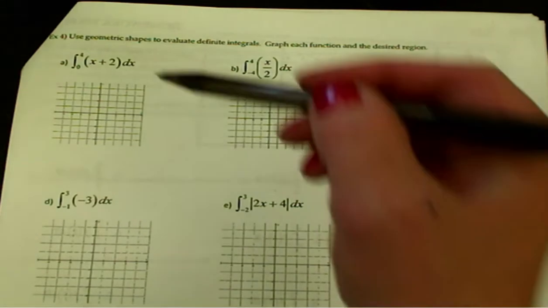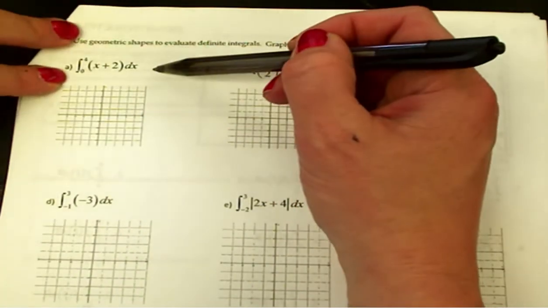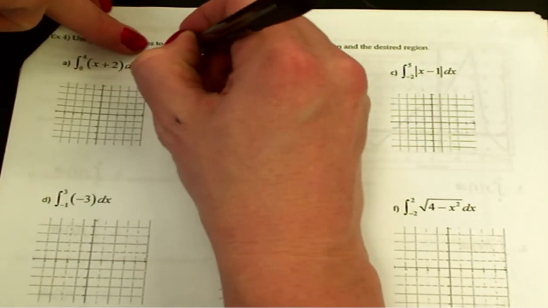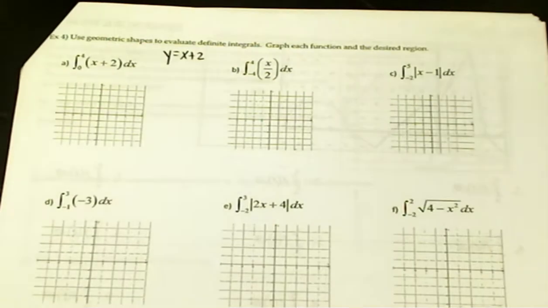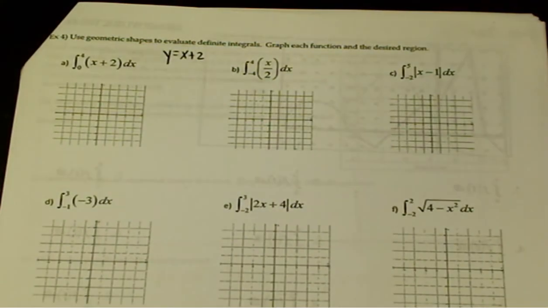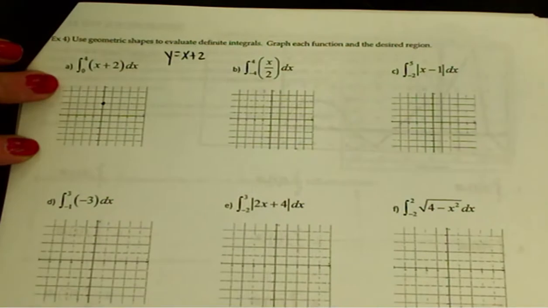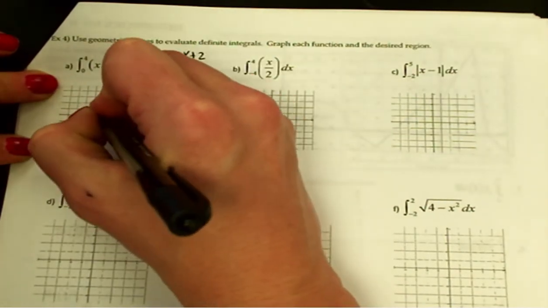We're going to find the definite integrals graphically. So the first thing I want you to do is turn this into y equals x plus 2. And I want you to graph that equation. Okay? It's a line. We should all be able to do that. So it's a positive 2 intercept with a 1 slope.